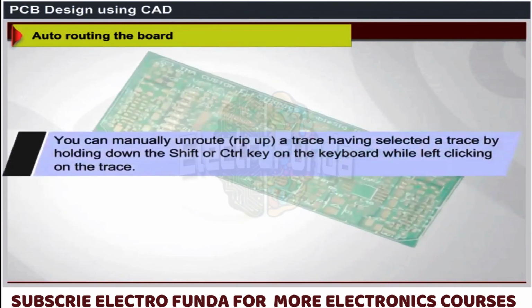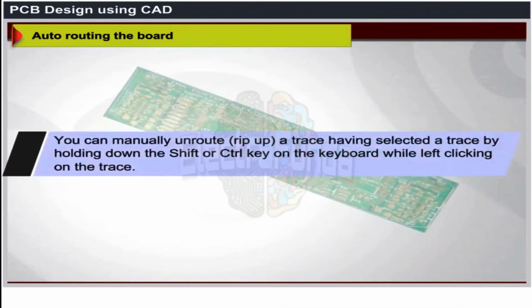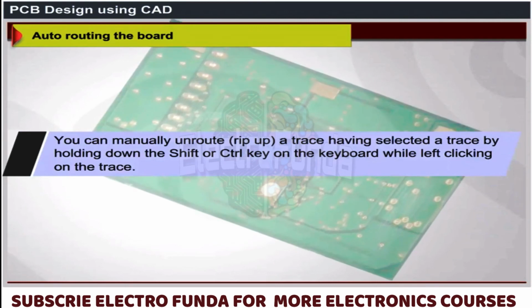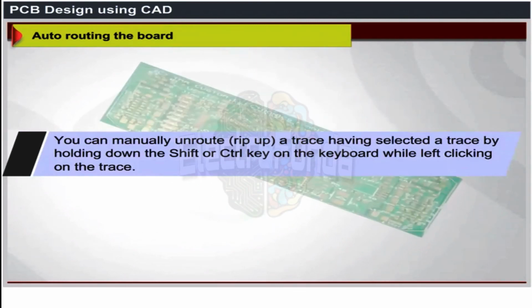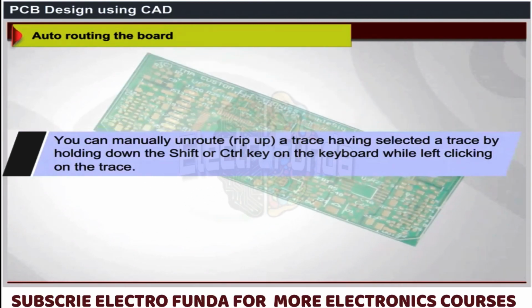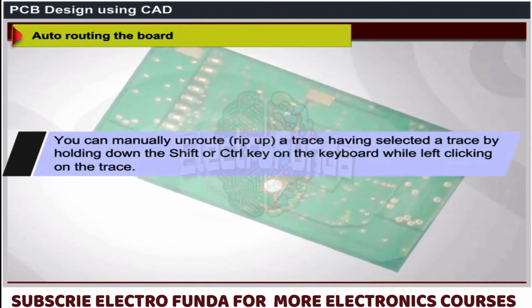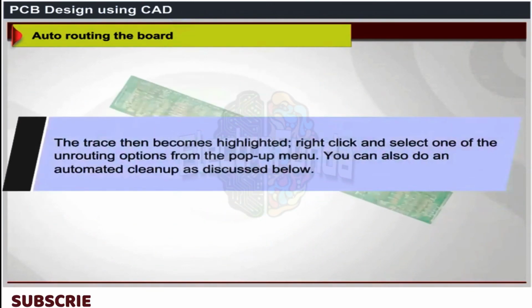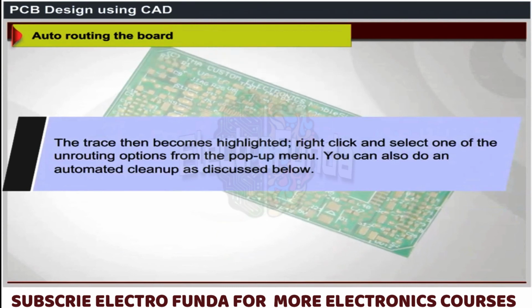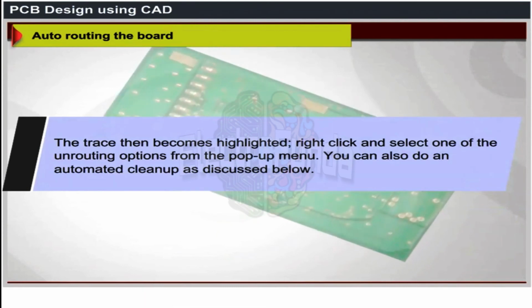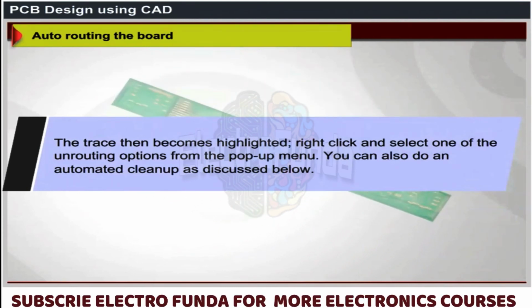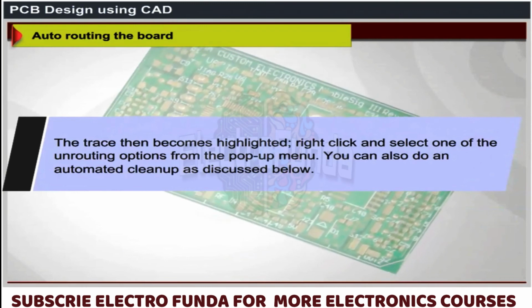You can manually unroute or rip up a trace by selecting it: hold down the Shift or Control key on the keyboard while left clicking on the trace. The trace will become highlighted. Right click and select one of the unrouting options from the pop-up menu. You can also do an automated cleanup as discussed below.